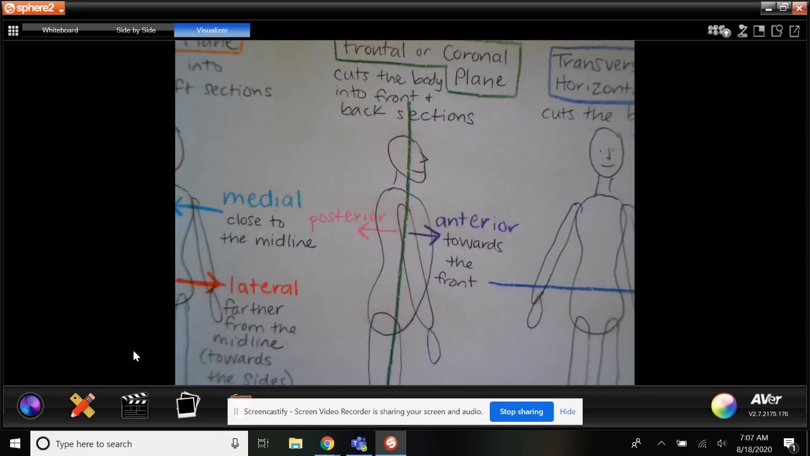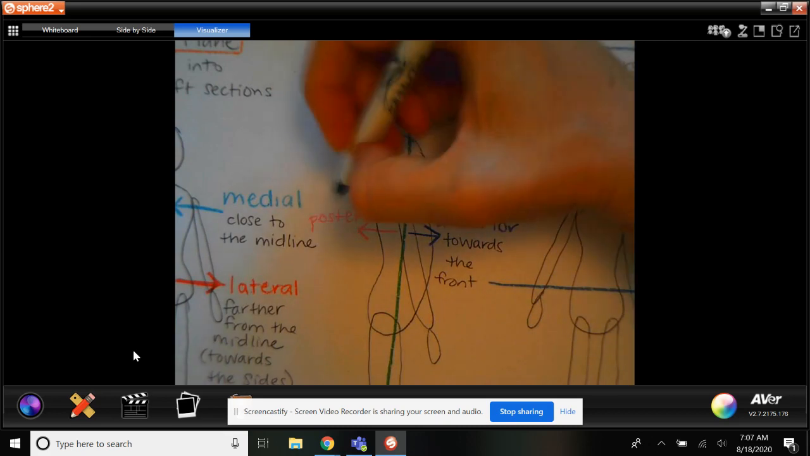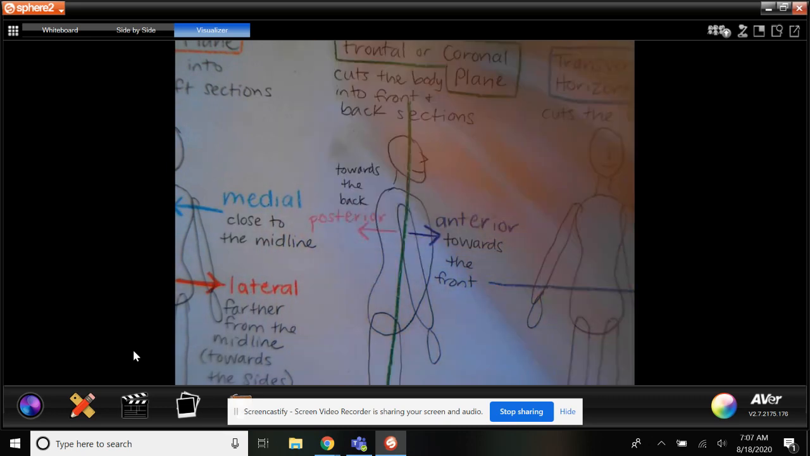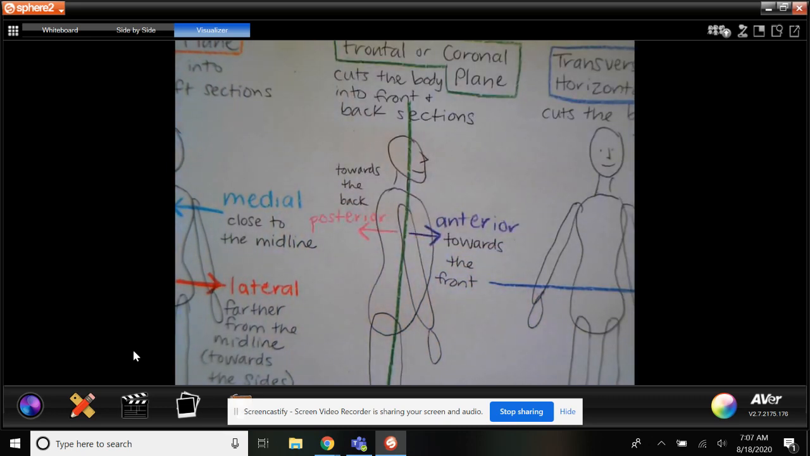Posterior. And as you might guess, that one means towards the back. Okay. And there are two other words that mean the same thing. You might be like, these anatomists, why can't they just pick one? But so anterior means towards the front of the body.